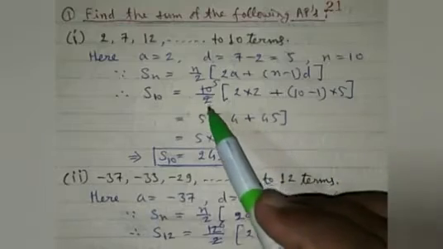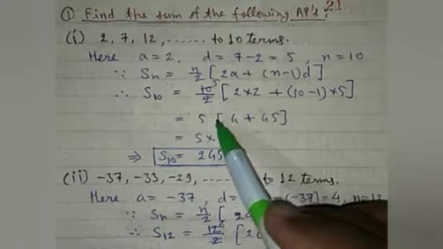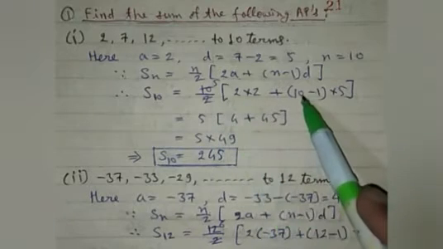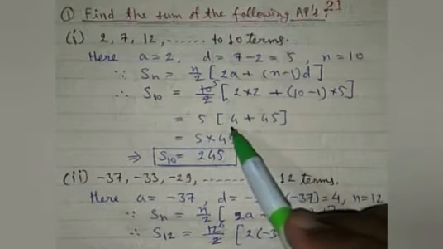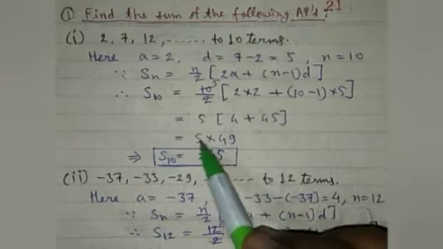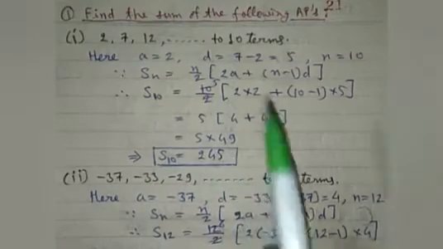So here you will get 5 into (4 plus 10 minus 1, that is 9, 9 fives are 45). So it is equal to 45 plus 4, 49. 5 into 49 will give S10 is equal to 245.